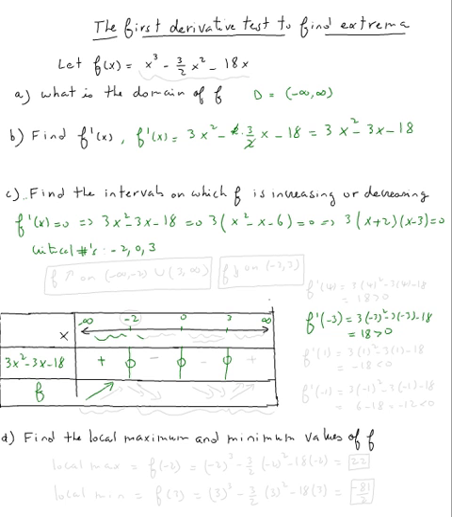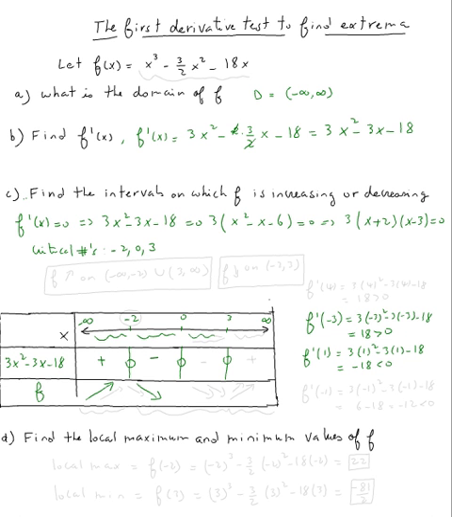Now between negative 2 and 3, pick any number. The easiest number will be 1. Plug it into the derivative. F prime of 1 is 3 times 1 squared minus 3 times 1 minus 18. That's equal to negative 18, which is less than 0, so it's negative. Derivative is negative, means the function is decreasing.